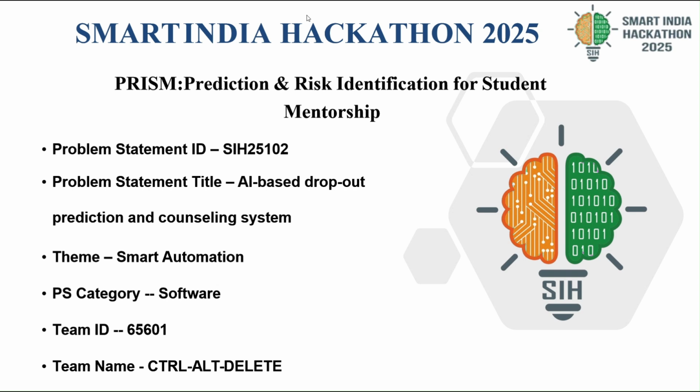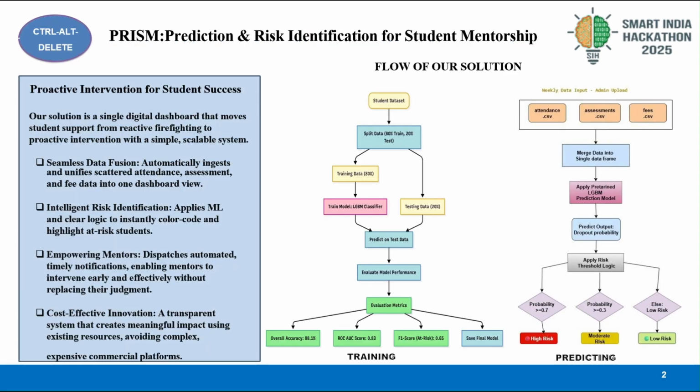India Hackathon 2025. PRISM. PRISM stands for Prediction and Risk Identification for Student Mentorship. It's our answer to the critical problem of creating an AI-based dropout prediction and counseling system. Student dropout is a major challenge for educational institutions, and our project under the theme of smart automation offers a powerful proactive solution. So, how does PRISM actually work?